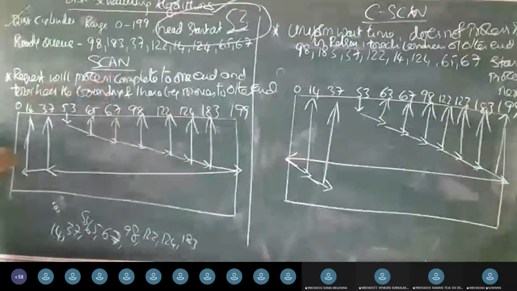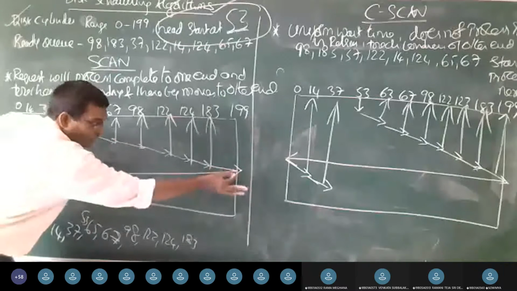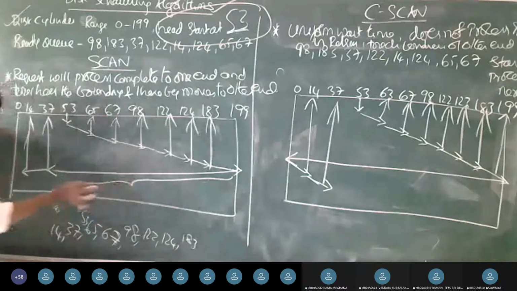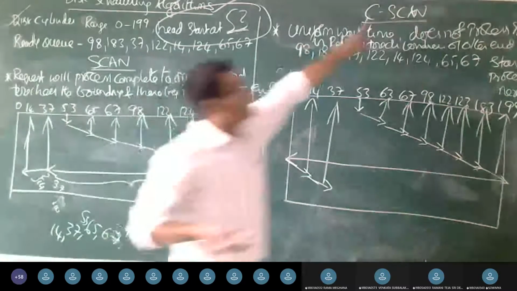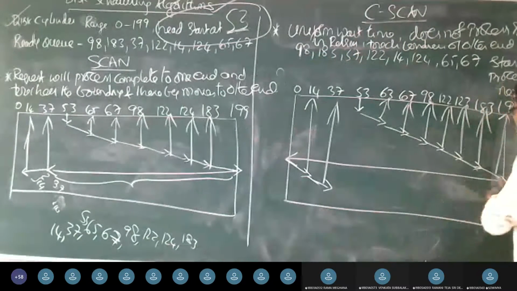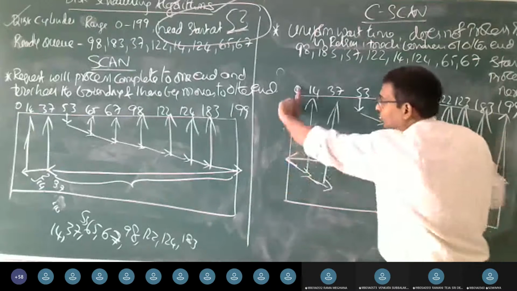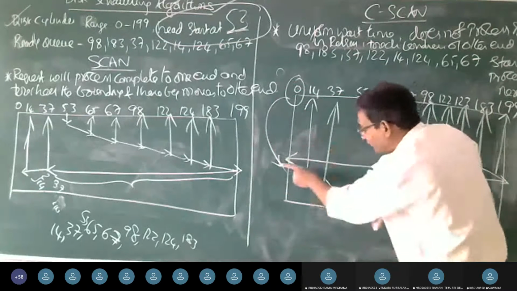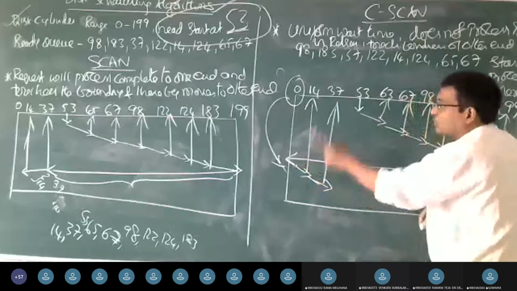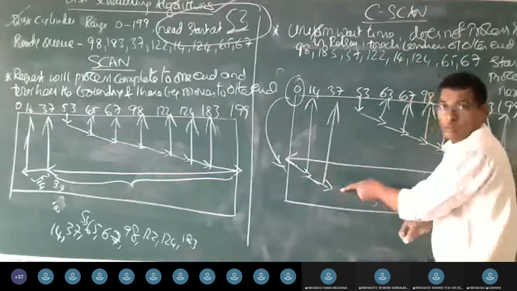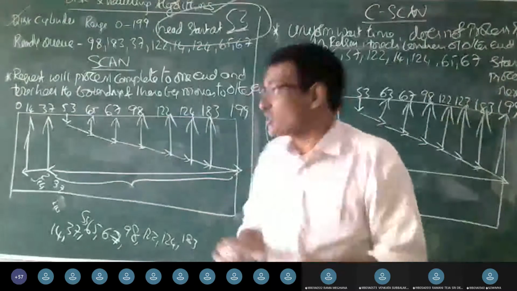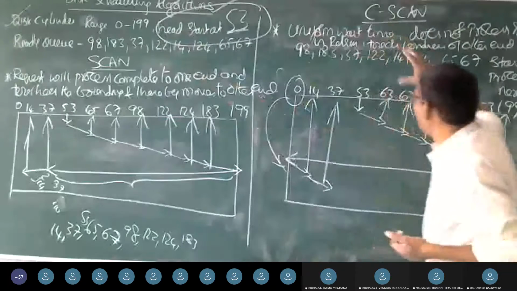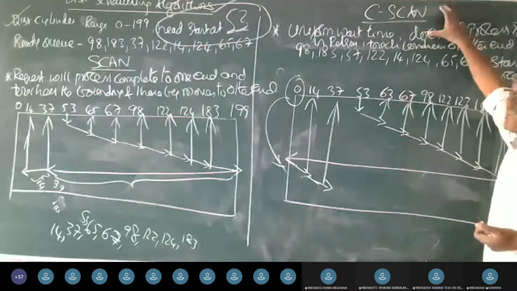So the scan algorithm, when it reaches 97, is going to go to 37, then it is going to go to 14. In this way, it is moving. But as far as the C-scan algorithm is concerned, it is going to touch the boundary, the 0th boundary here. After touching the 0th boundary, it is going to move to 14, then it is going to move to 37. This was the core difference between the process of scan algorithm and the process of C-scan algorithm, right?